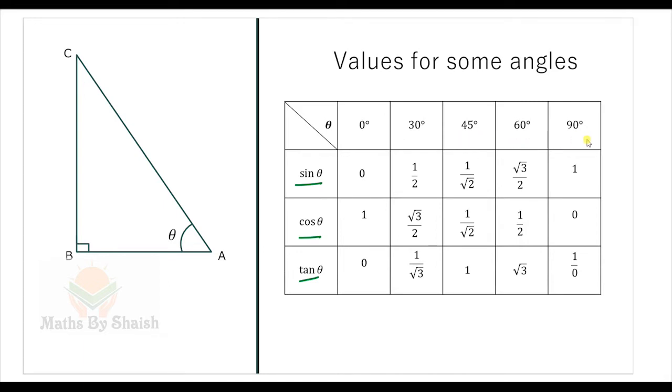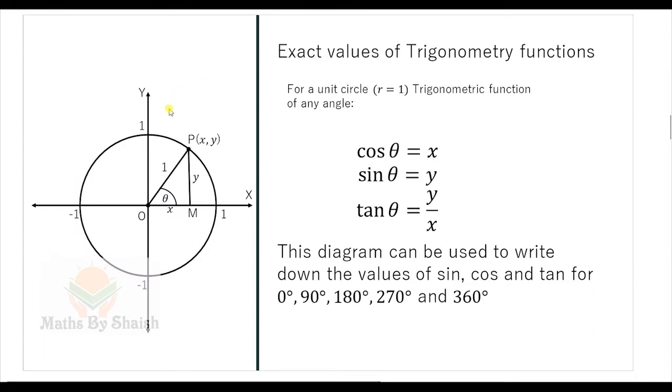From here we can see sin 0 is 0 and sin 90 is 1. So sin theta increases from 0 to 90. Similarly for cos theta we can see cos 0 is 1 and cos 90 is 0, so it decreases from 1 to 0. And tan theta also increases, because you can see tan 0 is 0, tan 45 is 1 and tan 60 is root 3, that is 1.732, and tan 90 is 1 over 0, that is not defined in mathematics.